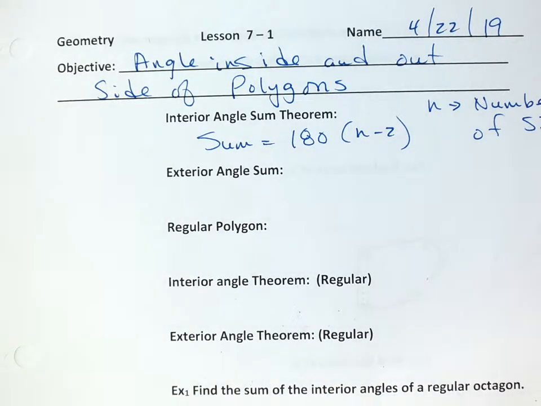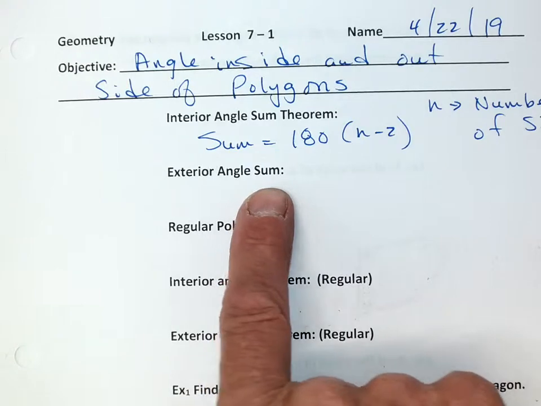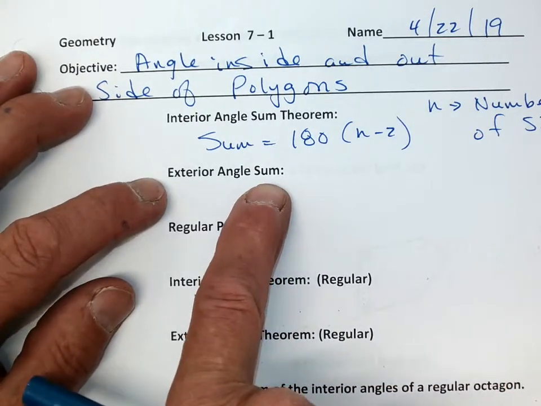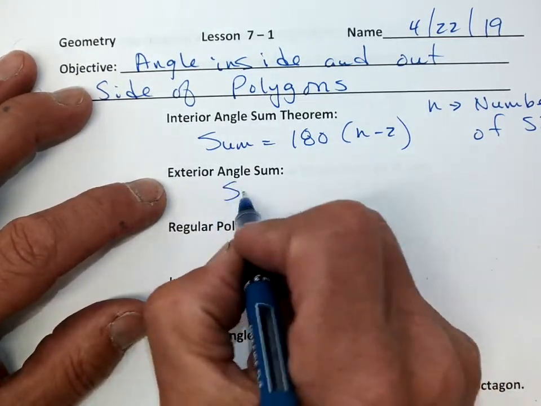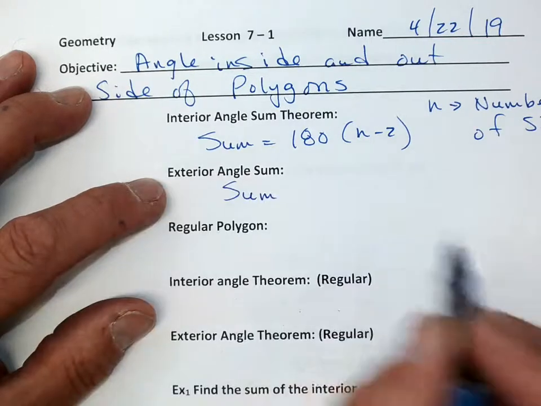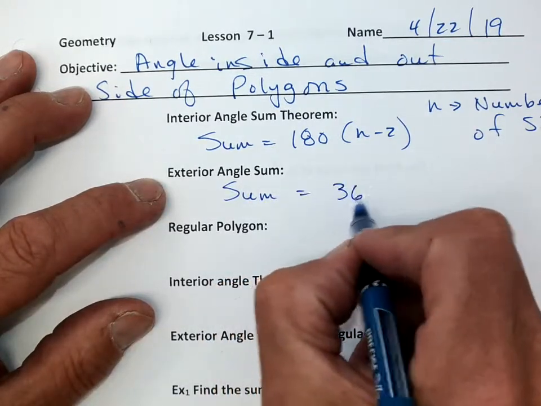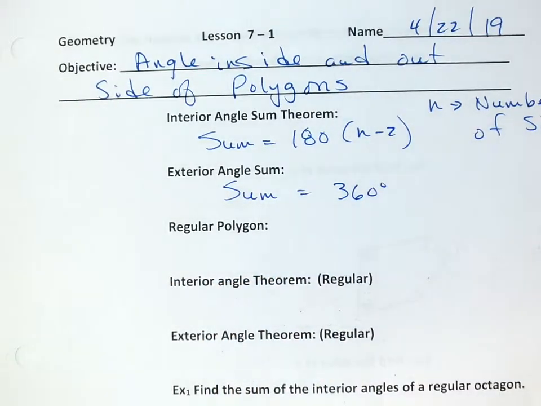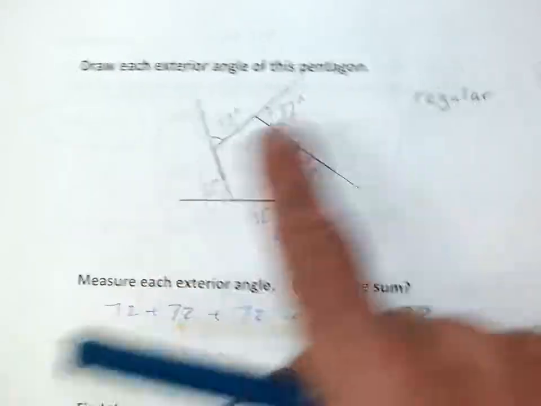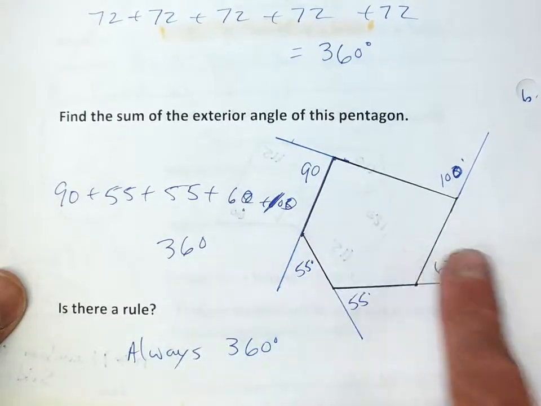Then, we looked at the exterior angle sum. We said no matter what, it doesn't matter what the figure is, the sum of all the exterior angles is always 360 degrees. And again, we did a little activity where we drew all the exterior angles, added them up, and we got 360.